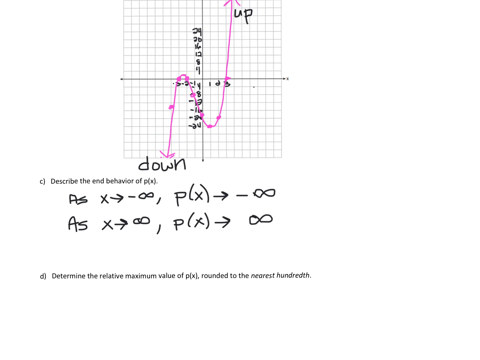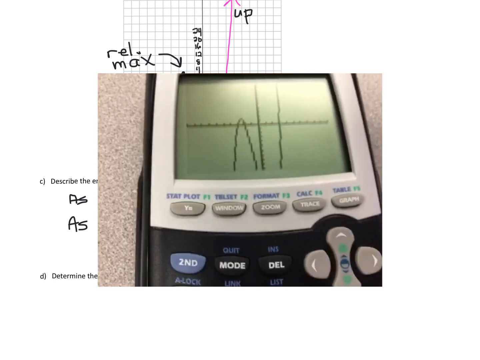Now letter D says determine the relative maximum value of p of x, and they want us to round it to the nearest hundredth. For the relative maximum, we're looking for where it bumps up and then starts to come back down. So see right here, the graph goes up, up, up, and then it hits this maximum point right here before it starts to come down. This right here is called our relative maximum.